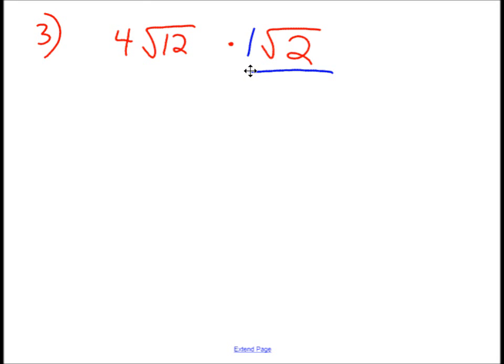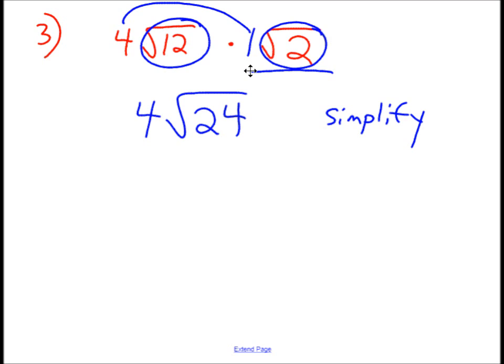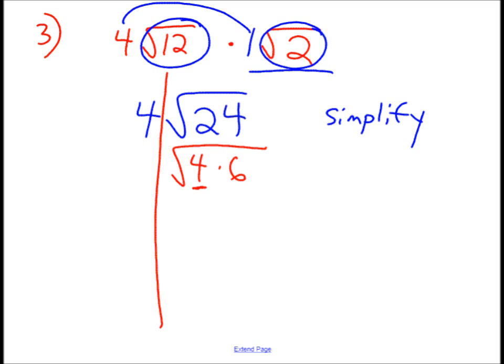So I can multiply these two together or just keep the 4. So 4 stays on the outside. I multiply my radicands together and I get root 24. Okay. Now that I multiplied, I have to simplify. The biggest perfect square that divides evenly into 24 is 4. So I'm going to rewrite 24 as 4 times 6. I take the square root of the perfect square and I get 2. So 2 root 6 would be my final answer if I was just simplifying root 24.